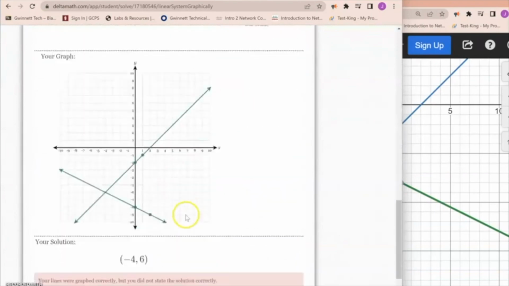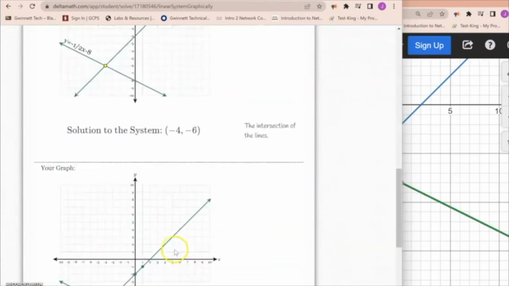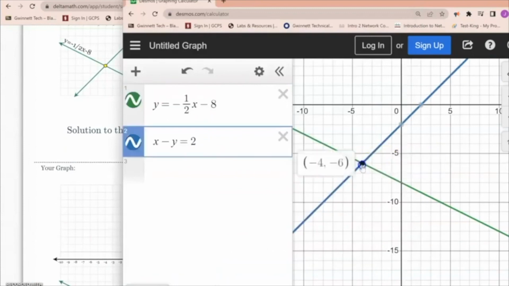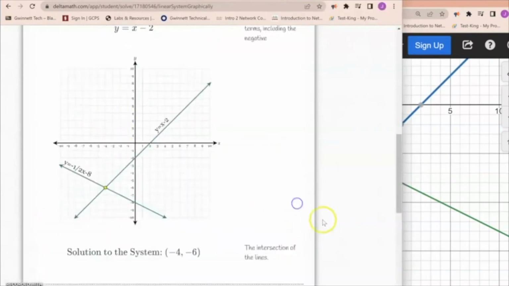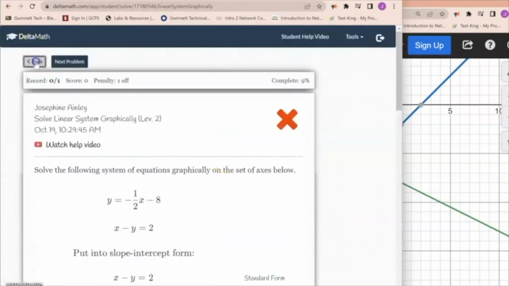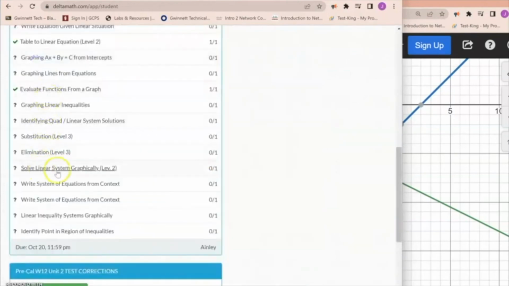Yep. Your lines are graphed correctly, but you did not state the solution correctly. Why? Oh, I didn't put the -6, y'all. Oh my gosh. All right, so please be careful. Click on it, look at it. So -4, -6. So please make sure that you copy it down. -4, -6. All right, so that's linear by graphs.